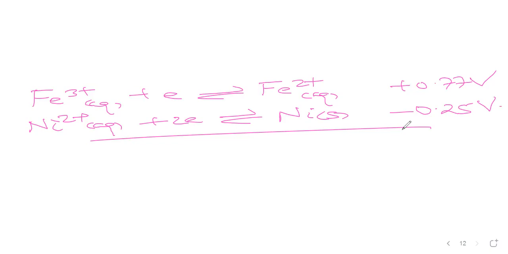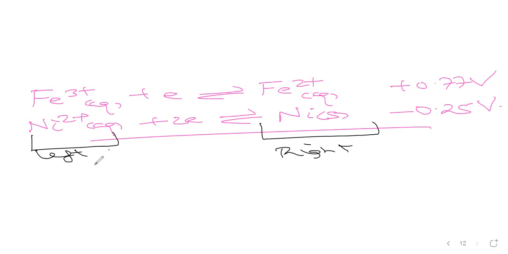When you look at these two equations, this is the right and this is the left. Meaning all these pieces on this side, are they reducing agents or oxidizing agents? Nickel 2 ion to nickel metal, and iron 3 ion to iron 2 ion.